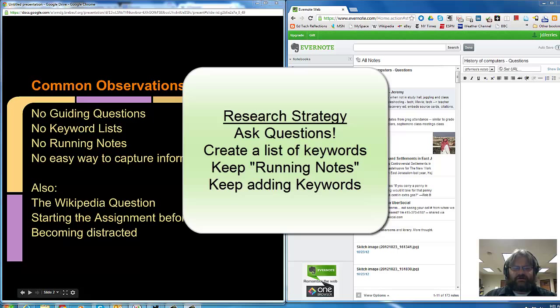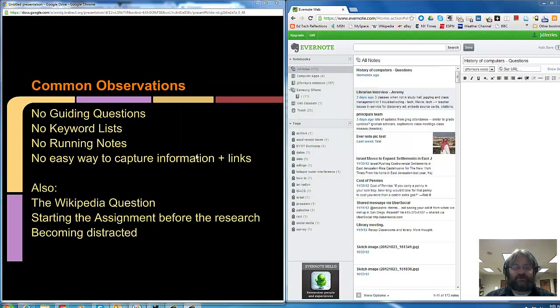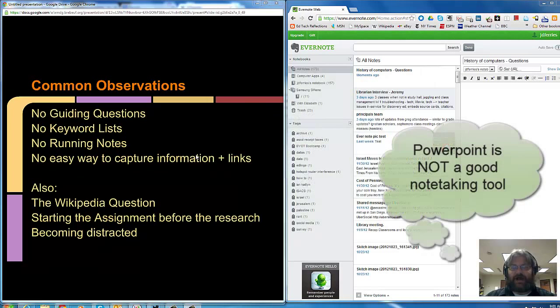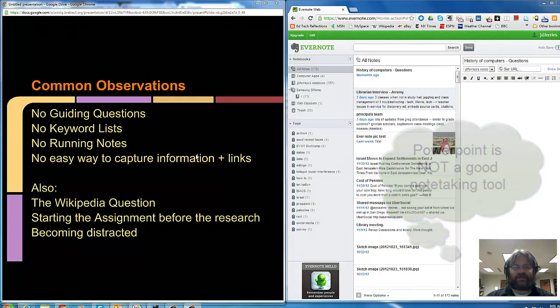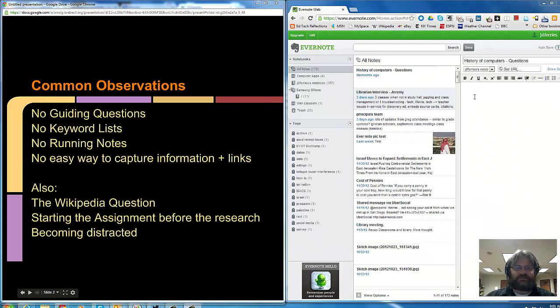Finally, I saw some, we'll say, interesting techniques in terms of note taking in general. This ranged from people who started taking notes in PowerPoint to people forgetting to grab links so that they could reference the resources back. So let's flip from what we saw to a demonstration of how this could have gone differently.